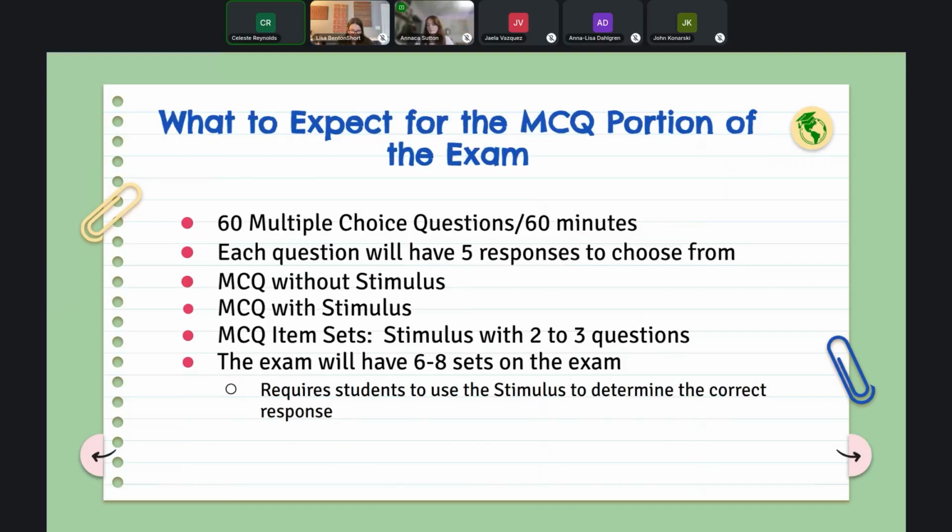Well, ours has 5. And let them know, just like Lisa was talking about, that there are multiple choice questions without stimulus and some with stimulus, and you're going to have these item sets. This is where you have a stimulus with 2 or 3 questions, and you're probably going to see several of those. Make sure you give your students an opportunity to practice with those sets of questions that go along with a stimulus. Next slide, please.